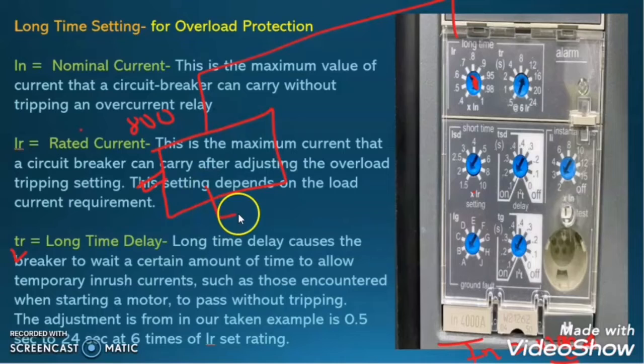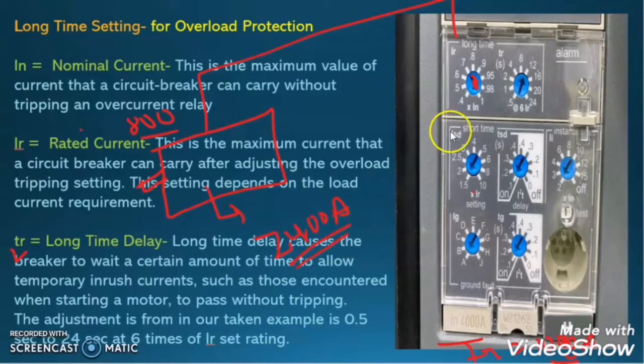Now at the time of starting, this motor will take a huge current, which is called a high inrush current, due to starting of the motor. Let's say this motor has a star delta connection, so during starting it will take 3 times the full load current, which will be 2400 ampere. But as we set this dial on 0.8, the current rating of this breaker is only 800 ampere. So this breaker will trip because at the time of starting 2400 ampere of current is flowing.